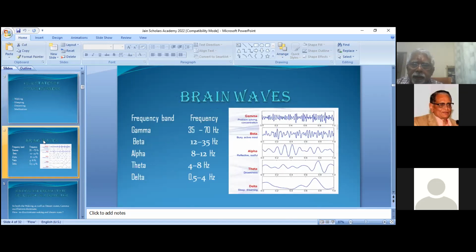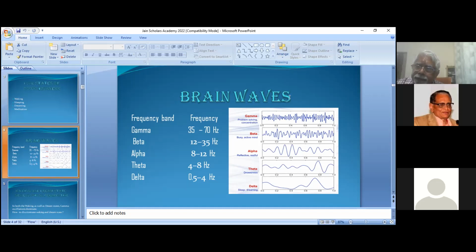Okay, before that, let me tell you the types of synchronized brain waves. Scientists have found there are several types of brain waves, depending on the frequency. The highest frequency is the gamma band, 35 to 70 hertz. Then beta, 12 to 35 hertz. Then alpha, 8 to 12 hertz. Then theta, 4 to 8 hertz. And then delta, 0.5 to 4 hertz.